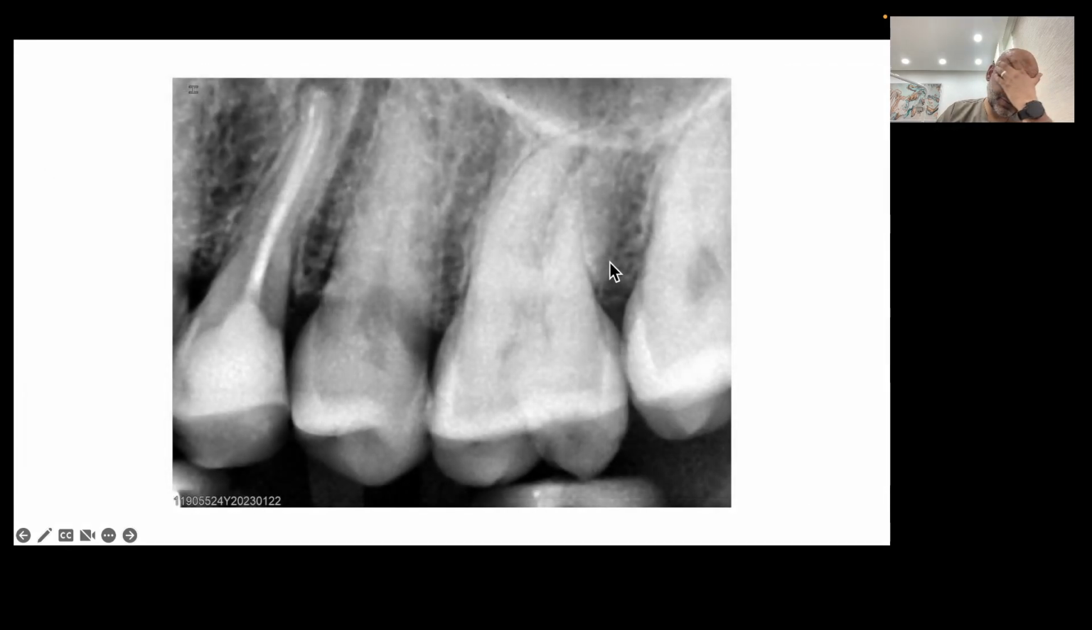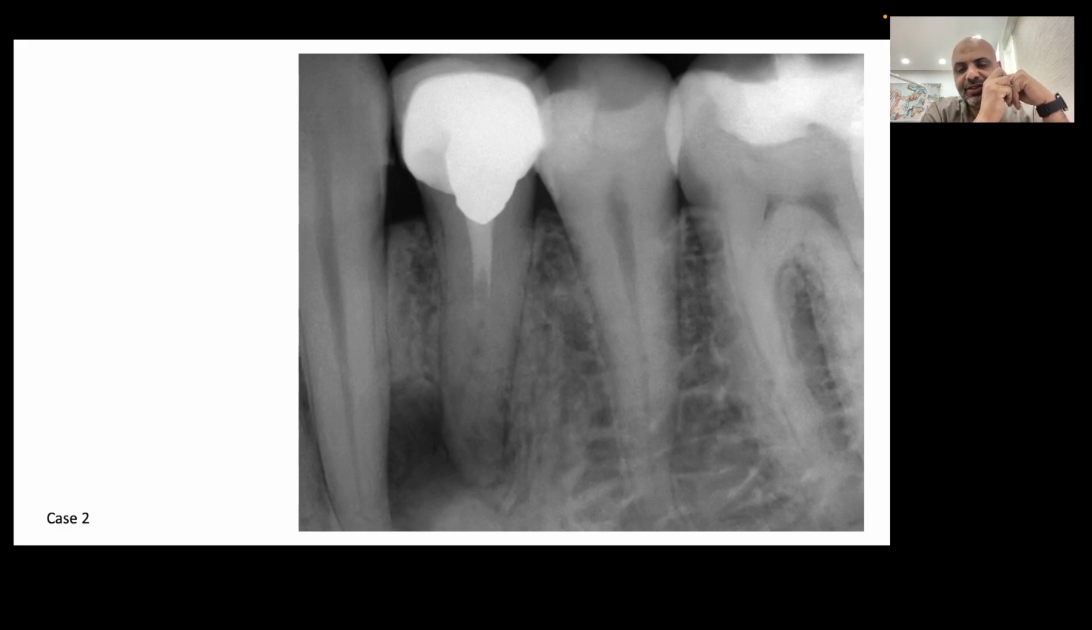For the upper 4, we did the same. We just drilled, removed all the caries, found the canal at the level that we expected, and prepared the tooth and obturated, and then restored the tooth with composite.